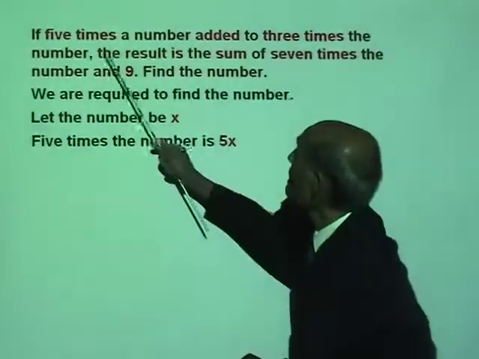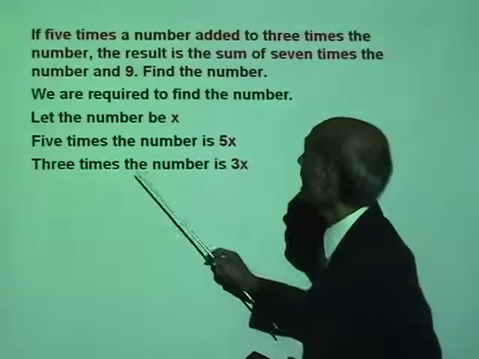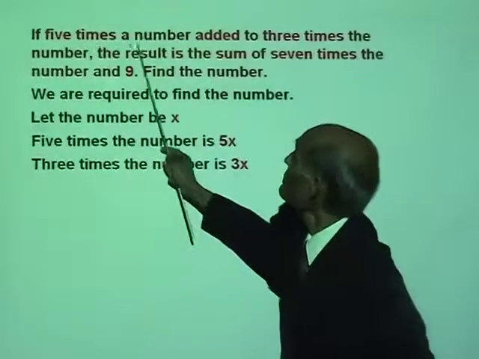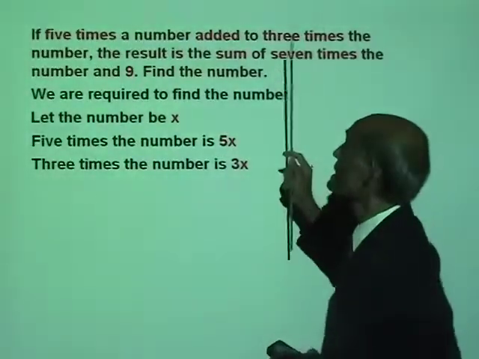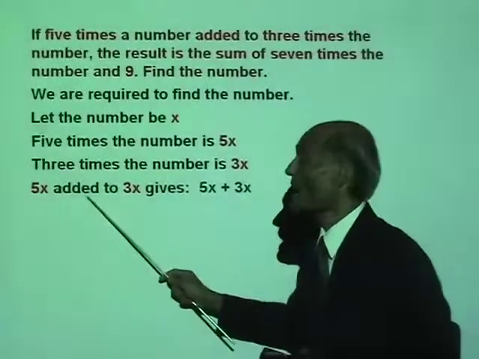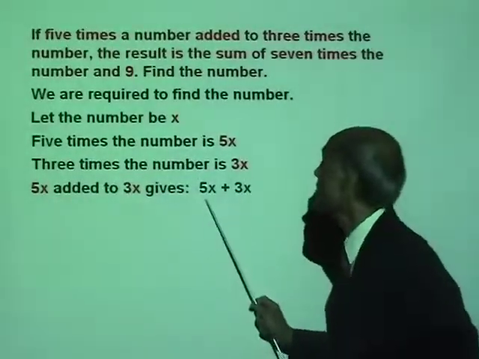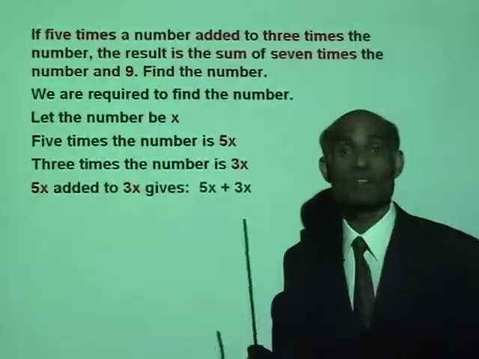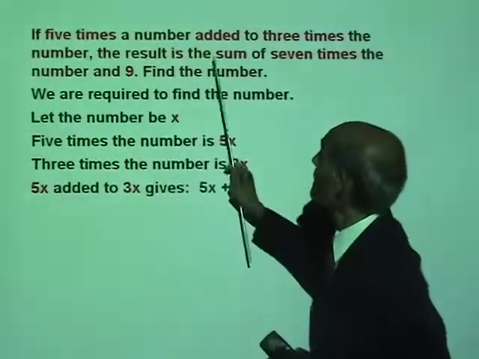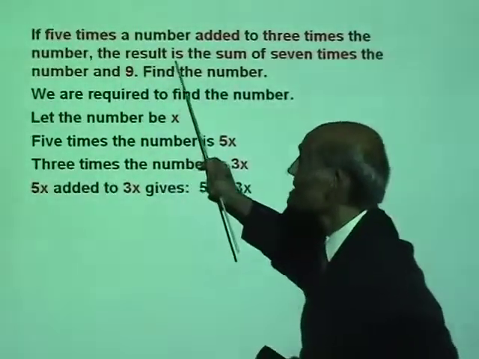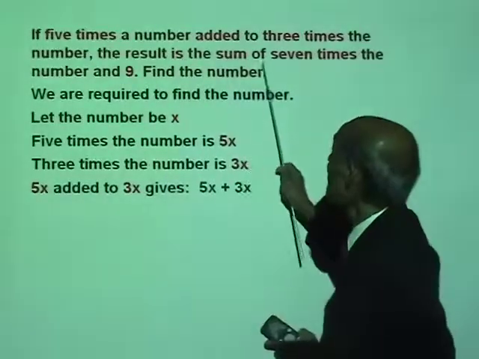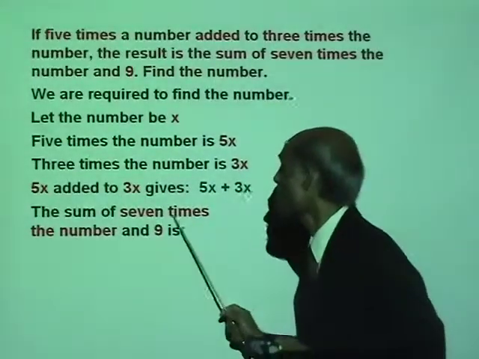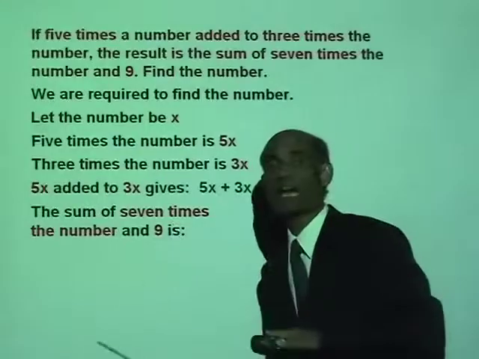5 times the number is 5x. And 3 times the number is 3x. 5 times the number is added to 3 times the number. 5x added to 3x will give me 5x plus 3x. Now that is one side of the equation. Now we are told that the result is equal to what? The sum of 7 times the number and 9.